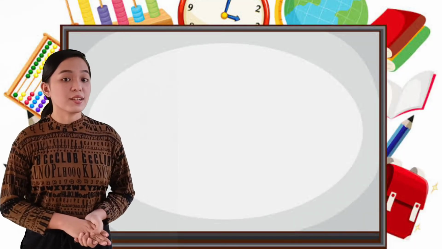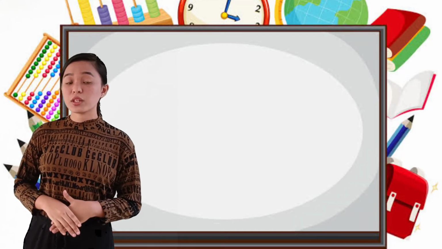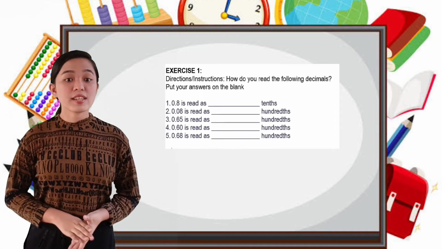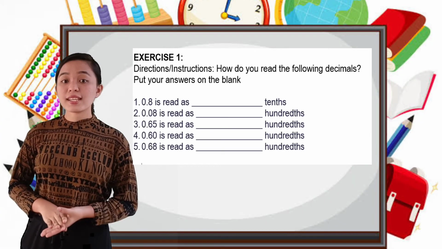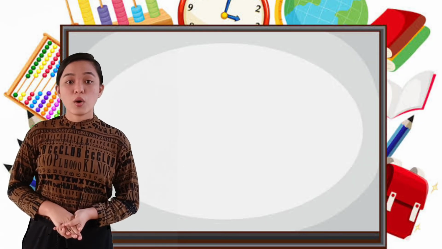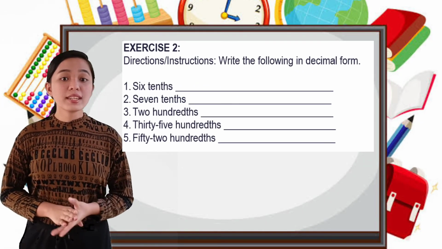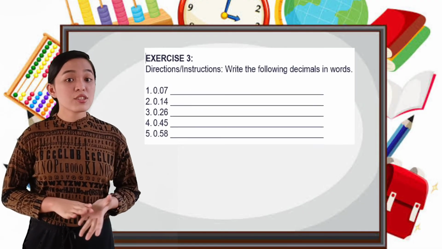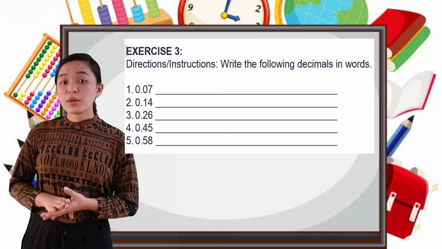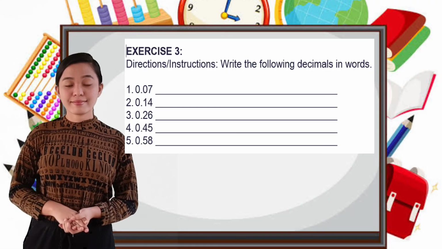So for today's lesson, here are some exercises that you are going to answer. In exercise 1, how do you read the following decimals? So put your answers on the blank. While in exercise 2, write the following in decimal form. And in exercise 3, write the following decimals in words.